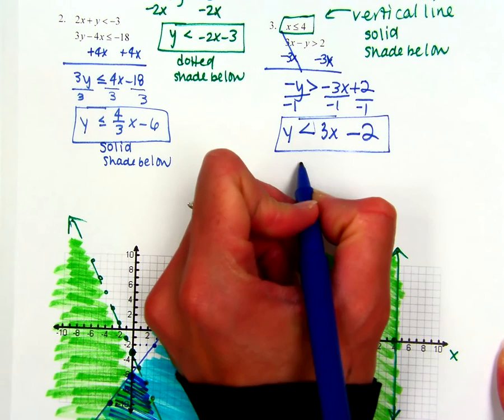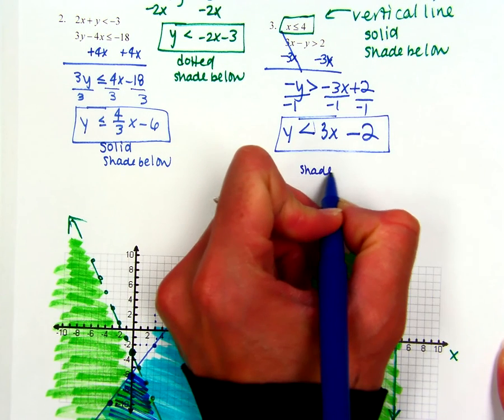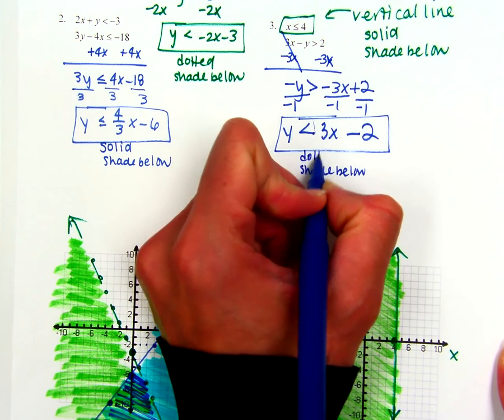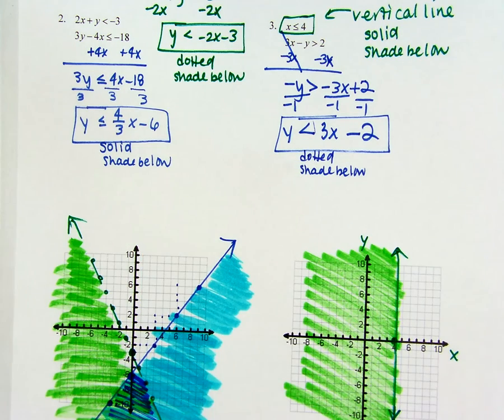It's less than, so I'm going to shade below. And since there's no line underneath, that means that my boundary line is dotted. And the points on that line are not included in the final solution.